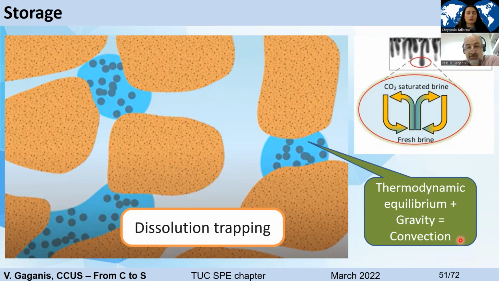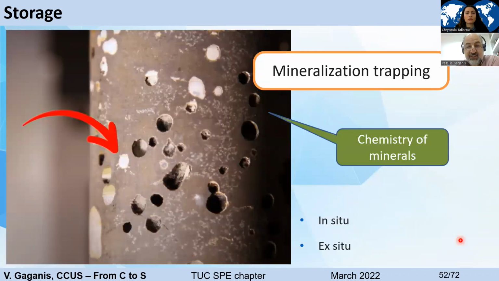The last mechanism is something which sounds very nice, very promising, but it has a major disadvantage. It's called mineralization. I guess you have already understood from the word itself that the idea is to convert CO2 to some kind of mineral. So what we are talking about is chemistry of minerals.